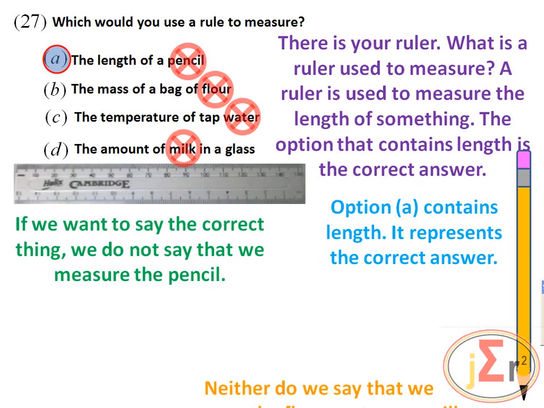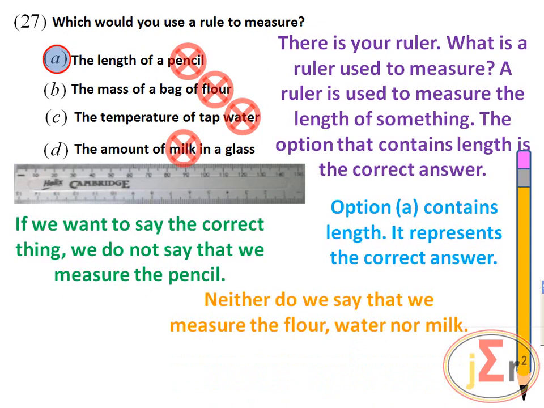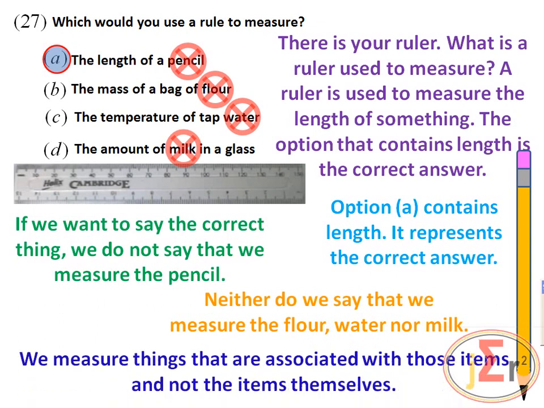Neither do we say that we are measuring the flour, the water, or the milk. We're saying that we are measuring what? The associated things. So we measure things that are associated with those items and not the items themselves. So we are not measuring the flour. We are measuring the mass of the flour. We are not measuring the water. We are measuring the temperature of the water. And we are not measuring the milk, but we are measuring the amount of the milk.